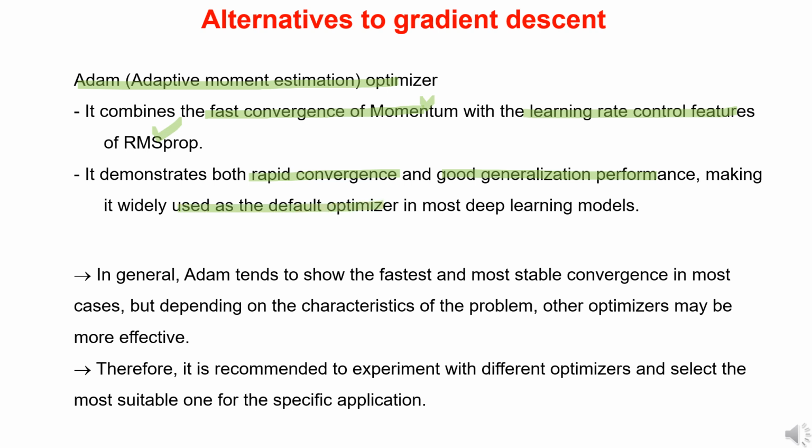In general, the Adam optimizer tends to offer the fastest and most stable convergence in most cases. However, depending on the problem, other optimization algorithms may be more effective. Therefore, it is recommended to experiment with different optimizers and select the one that works best for your specific application.